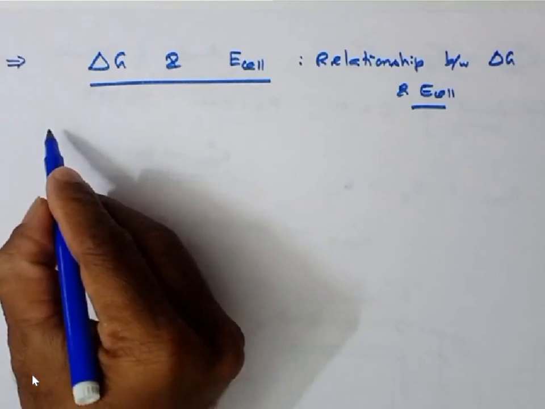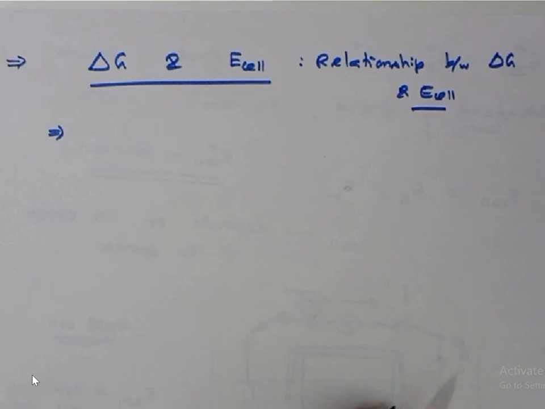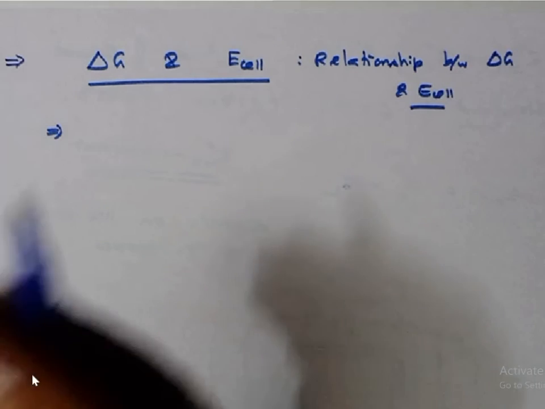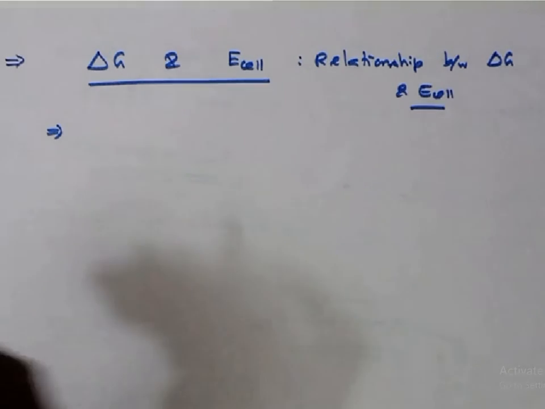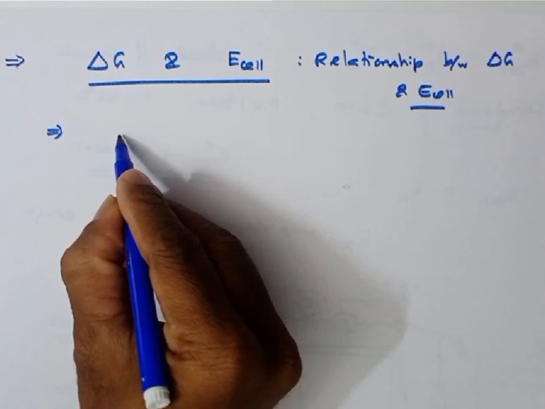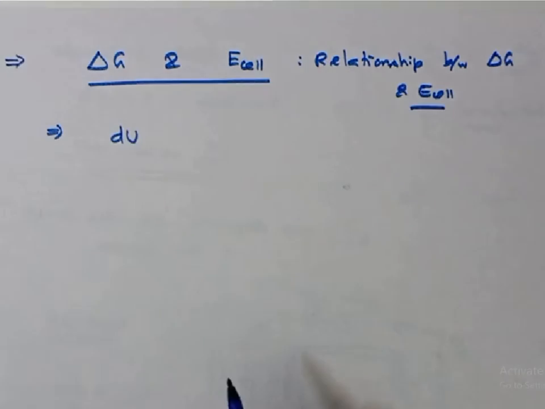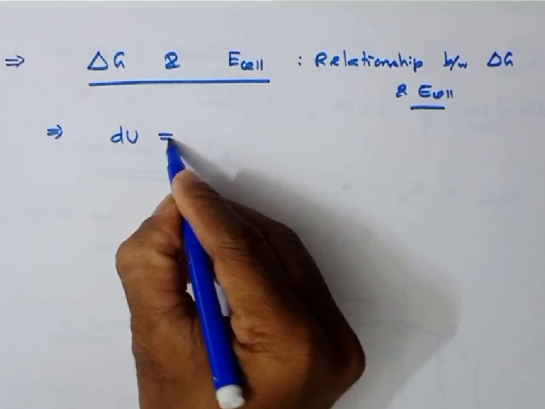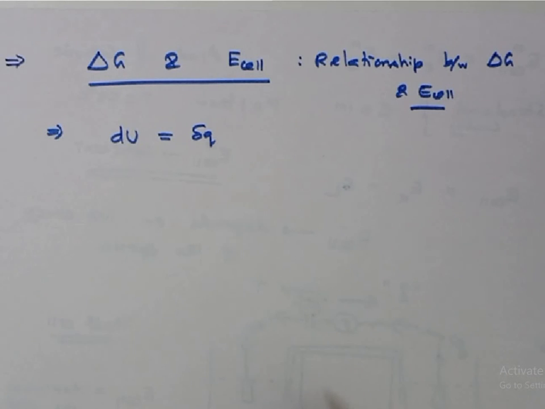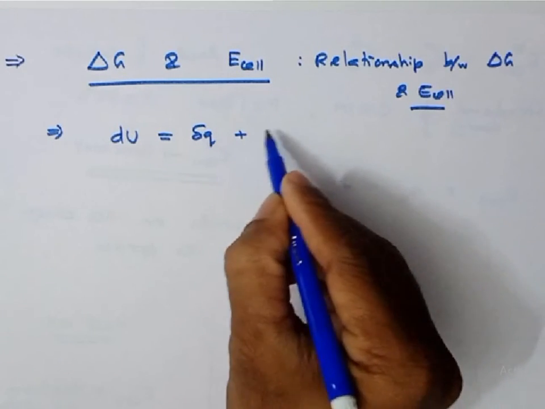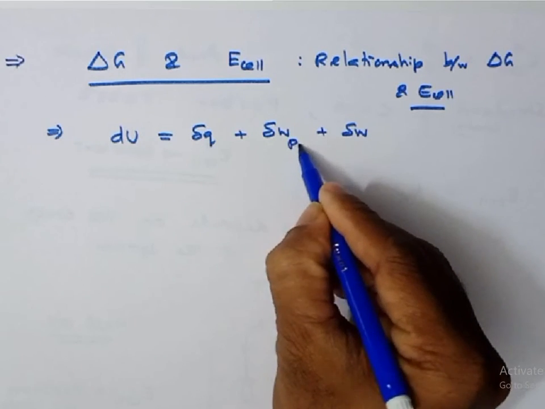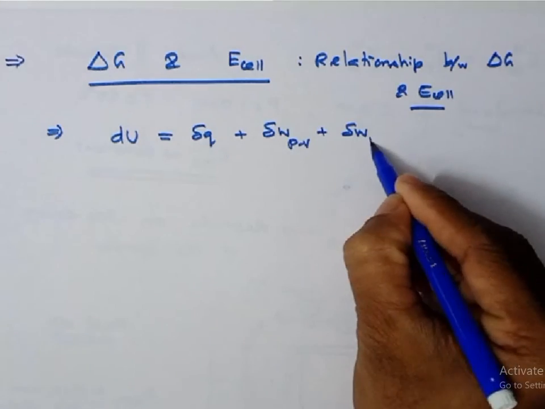Why am I telling this? Listen, you know very well, in your lower class you might have heard about the first law of thermodynamics. What does the first law say? Change in internal energy dU is equal to heat transferred, delta Q, plus the work done. You know very well there are two kinds of work done. One is PV, pressure-volume work done. The other one is called useful work done.